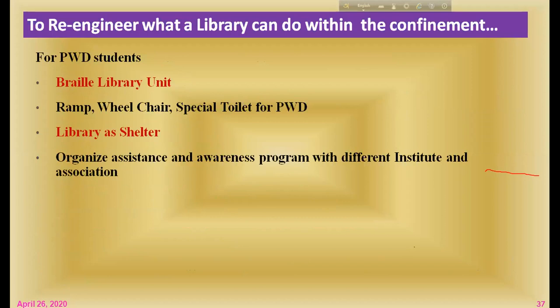So we have a separate Braille library unit with adequate infrastructure, then a ramp, wheelchair, and specially designed toilet for the PWD, and the library as a shelter for them. Whenever disabled students face any problem, they feel free to come to the library to share it, and my library staff, including me, take active steps to address their problems as far as we can.